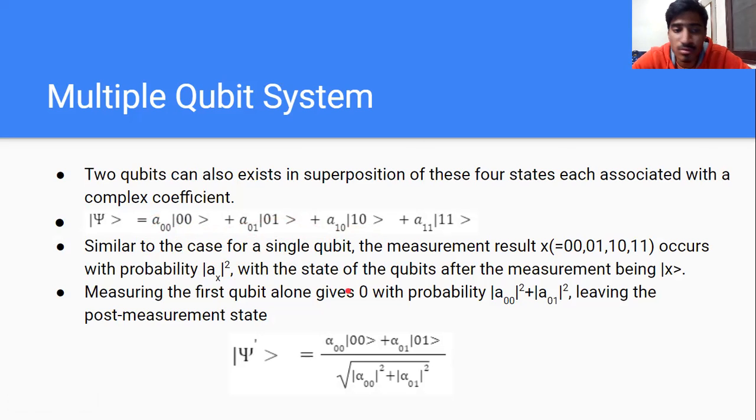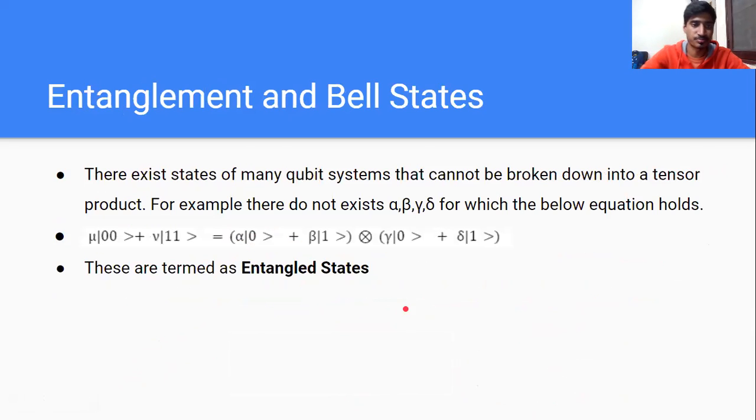And suppose we do not want to measure the whole vector, but only the first qubit. The probability of measuring the first qubit as 0 is given by |alpha 00|² plus |alpha 01|², since 0 appears only in these 2 situations. Our post measurement state will be this psi prime, where we just have a normalization constant. So these are some of the computations, or some of the maths, associated with qubits and multiple qubit systems.